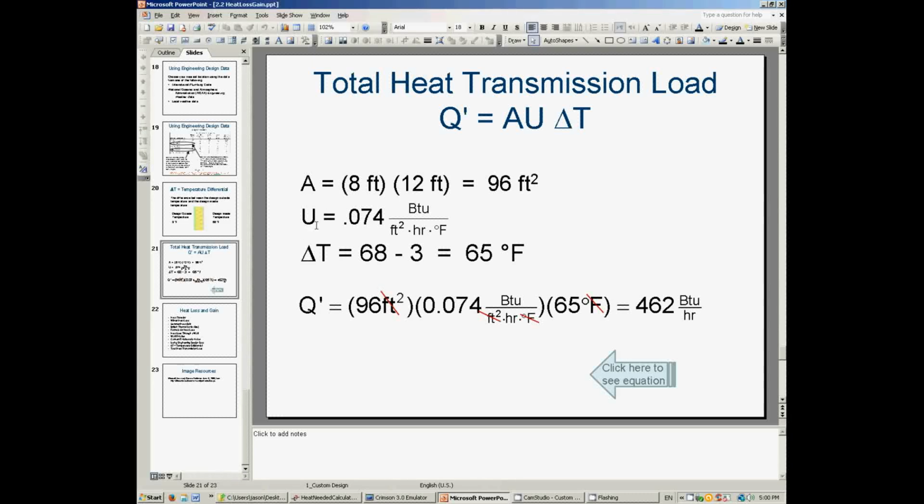And you need to know what the R value is so you can get the U value. The U value is basically the inverse of the R value. And you'll need that for both the walls and the ceiling.